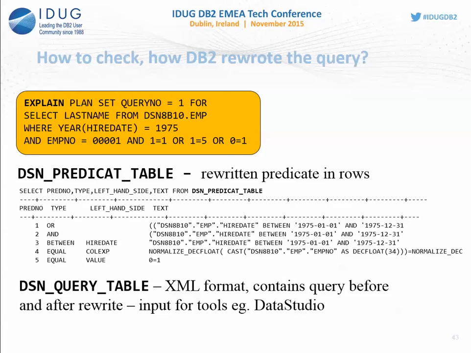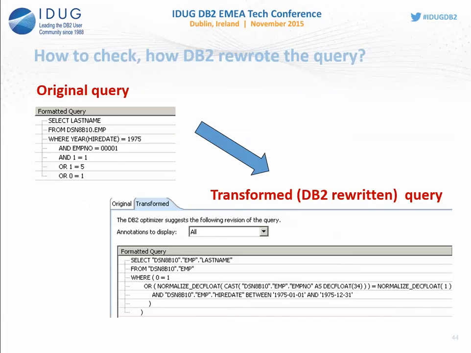The DSN query table is in XML format, so Data Studio can format it, or any vendor tool can format it as well. This is version 11. Actually, this also existed in previous versions, but I'm showing just this year predicate, which is the version 11 stuff. And here is how it looks in Data Studio. So you have the query, and here you have the rewritten query, transformed, and conclusions.